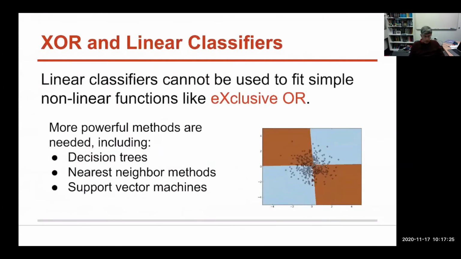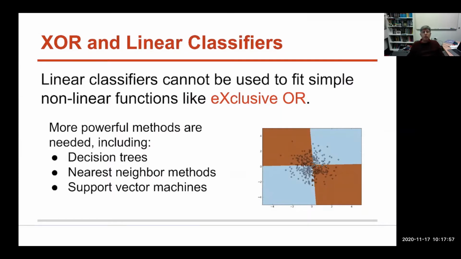Okay. So the reason you need nonlinear classifiers or nonlinear regression functions, of course, is that not everything is linear. And there is a famous example. What is an example of a relatively simple function you can't fit with a single linear classifier?